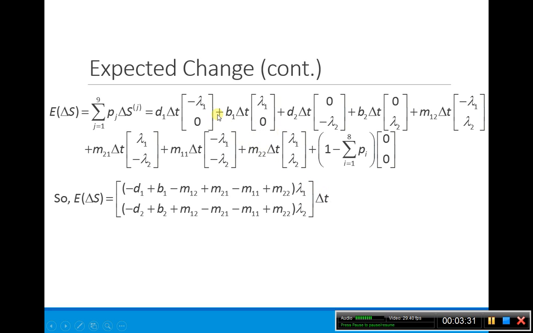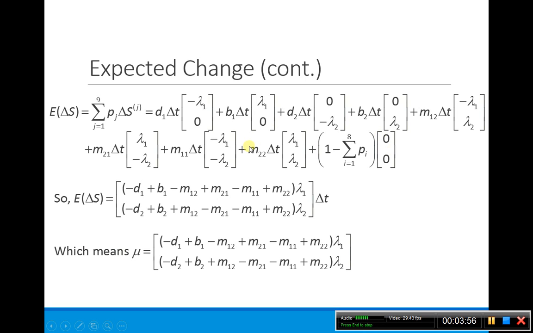In the second one, everything is multiplied by lambda 2, so here we have a 0. Here we have a minus D2 delta t plus B2 delta t, M12 delta t times the lambda 2, M21 delta t times the minus lambda 2, M11 times the minus lambda 2, and M22 times the lambda 2. And then this gives us nothing. So looking at that, to get our mu term for our stochastic differential equation, we just take this and divide it by the delta t, so we really are just left with this vector here.